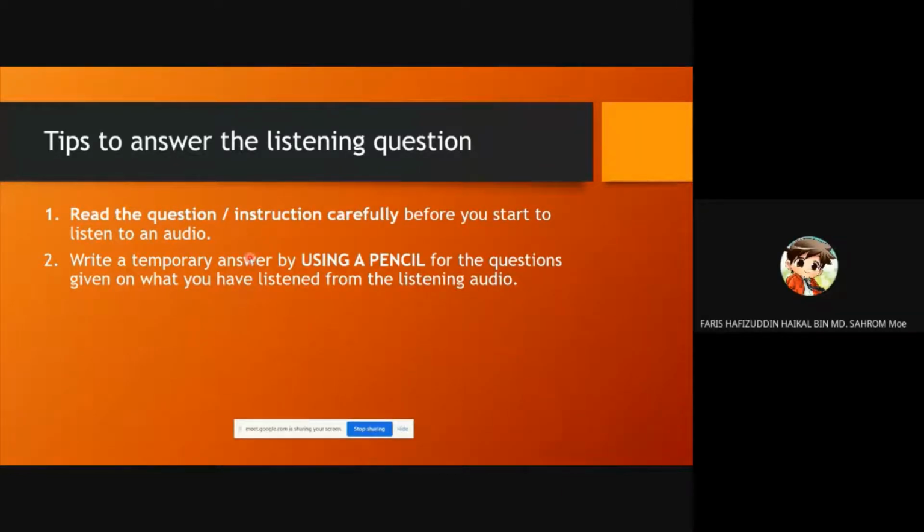Kalau salah senang nak padam. Yes, okay. If you get a mistake, you are easy to erase it. Because don't forget, this is a temporary answer. Okay, very good.